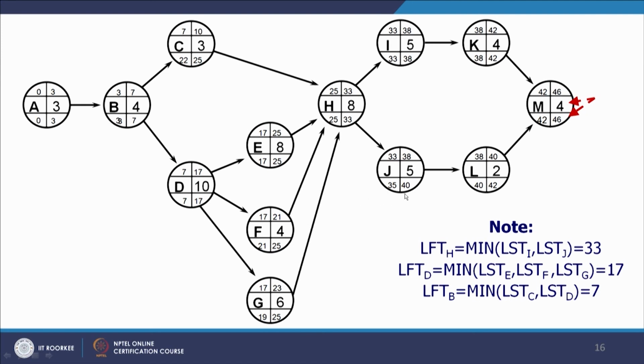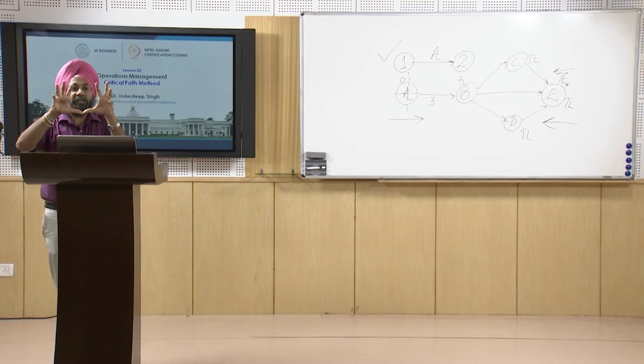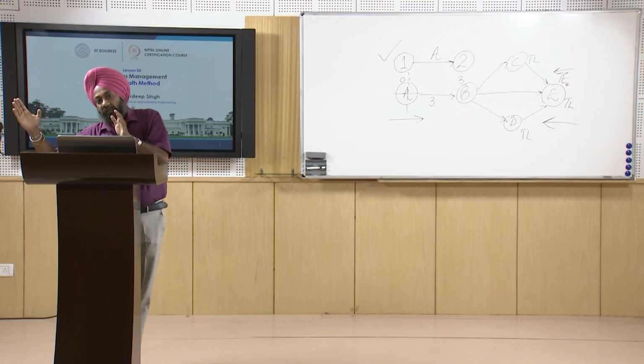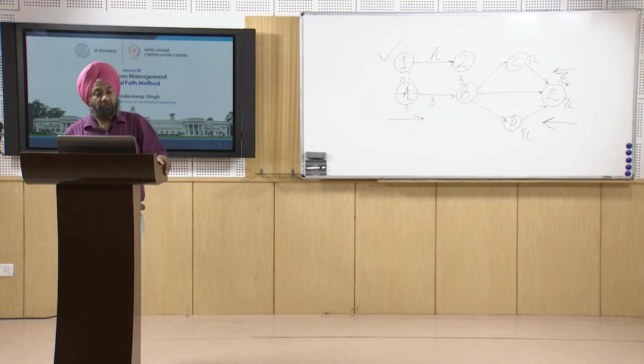And here we can see for the late, this is 33 here and it is 35 here. So will we take maximum or minimum while calculating the backward pass? While calculating the backward pass, we have to take the minimum. So we will take 33. So 33 becomes the latest finish for this activity, and the latest start will be 33 minus 8, that is 25. So while doing the forward pass, we have to take the maximum value. While performing the backward pass, we have to take the minimum value.